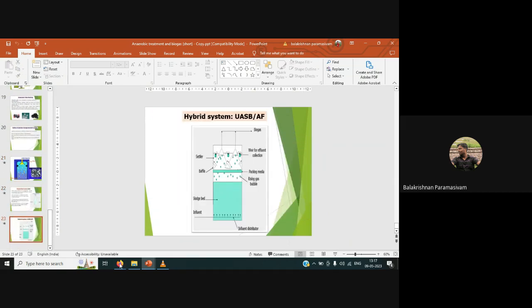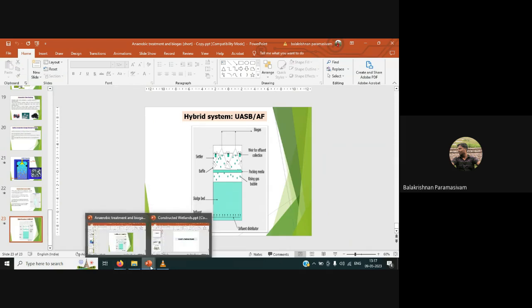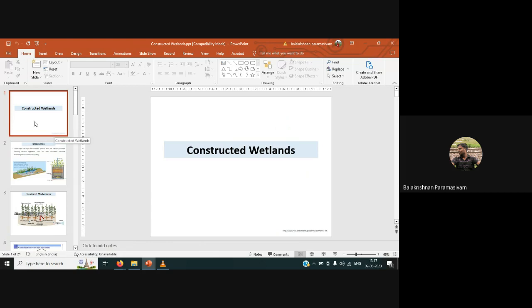Now I will show the next topic. It's a constructed wetland. Overall, we have discussed the man-made treatment processes, like the activated sludge process, MBBR process, MBR process, anaerobic digestion, all developed by man. The constructed wetland is the nature-based one. It's called biomimicry.